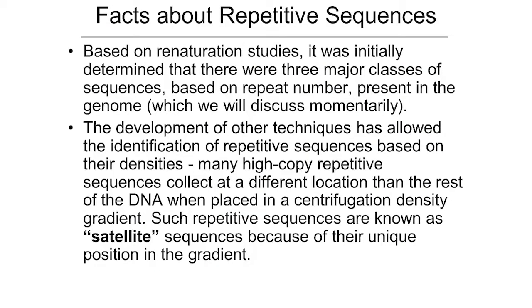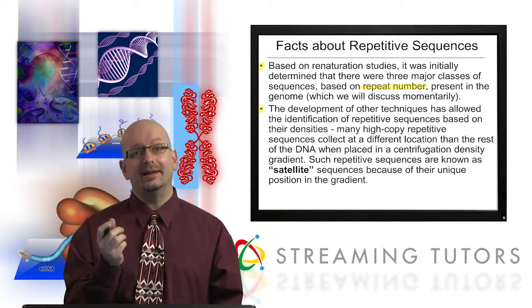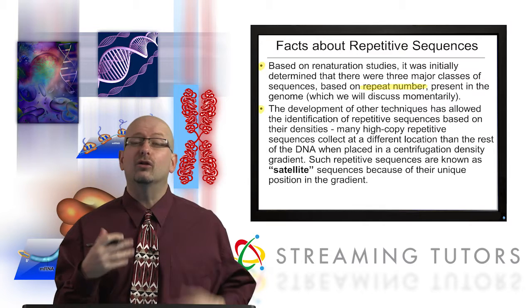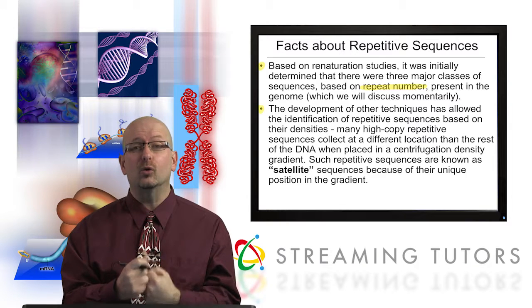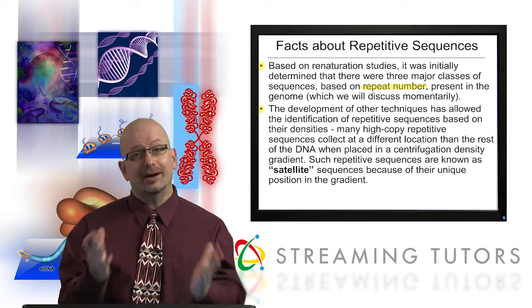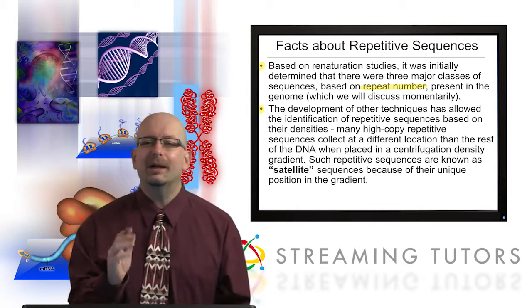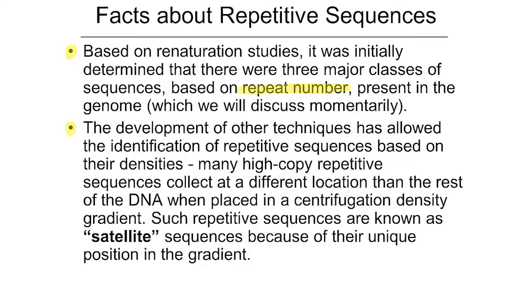Let's take a little bit more detailed look at these sequences. Based on these renaturation studies, it was determined that there are three major classes of sequences. It's based on their reannealing time, but that's based on their repeat number. Now, just for the record, before we go into that, there are a couple other techniques and terms that you should be aware of. It's hard to know how deep your particular professor or course is going to go into this, so I'm trying to strike a middle ground here. But it's not bad to know these ideas.